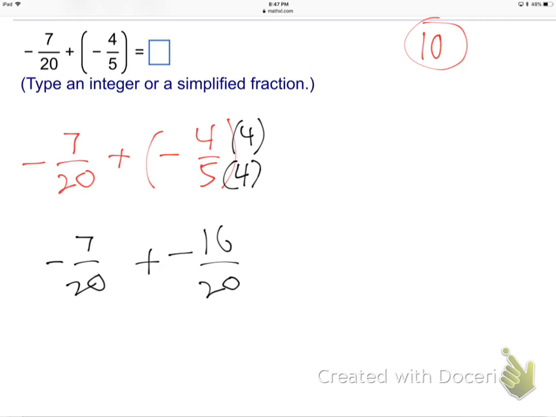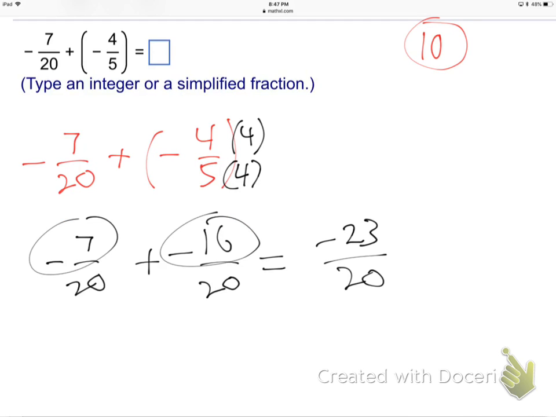Like that, right? Now their denominators match. So now we can combine them, can't we? So now it's whatever, minus 7 and minus 16. If you lose $7 and lose $16, you lost $23. We just leave it that way. It's totally fine to have the top bigger. There's no problem with having the top bigger.